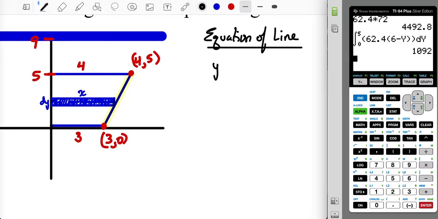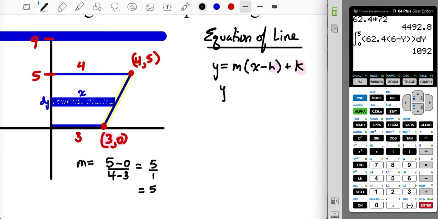Alright, so y equals m times x minus h plus k. So h and k is a point on the line. I like the 3, 0. M is the slope. So 5 minus 0 over 4 minus 3. So we're talking 5 times x minus 3 plus 0.